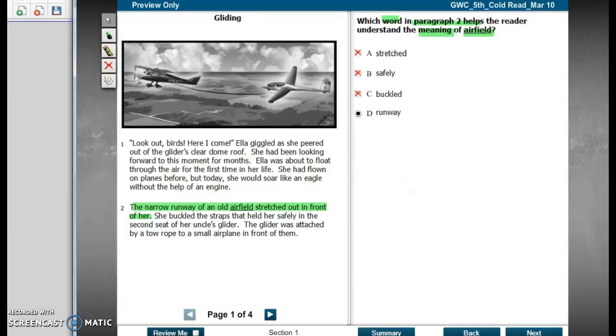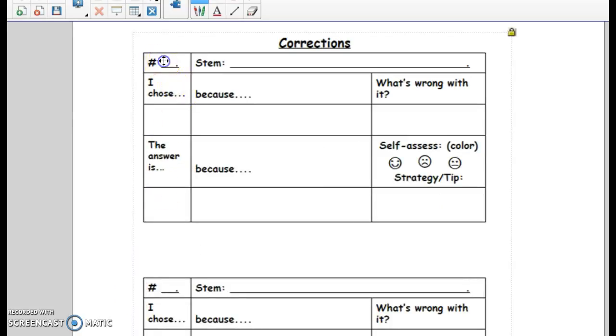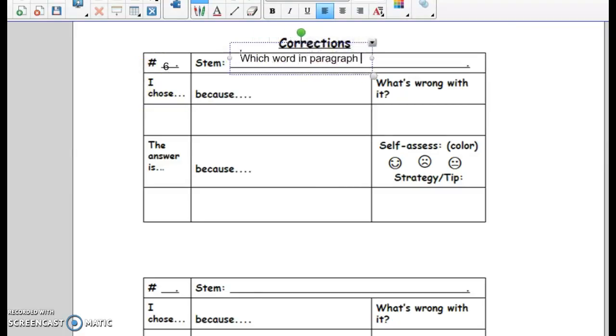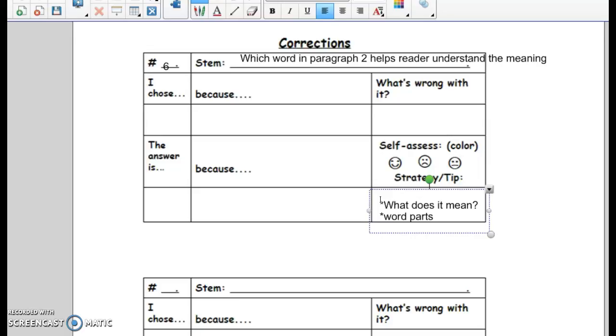You need to go to your corrections sheet, and you might need to pause this to look at it. The stem was, this was number 6. Which word in paragraph 2 helps the reader understand the meaning? The strategy is, what does it mean? Use the word parts. And the most important thing is the context clues.